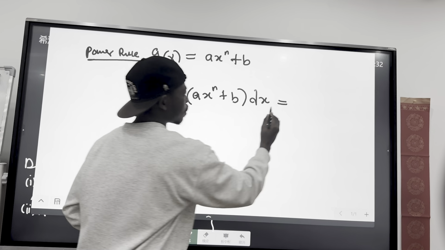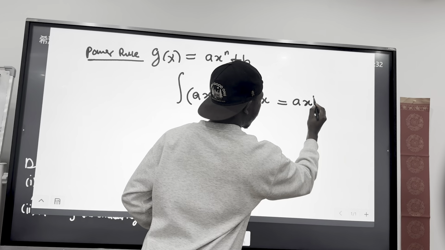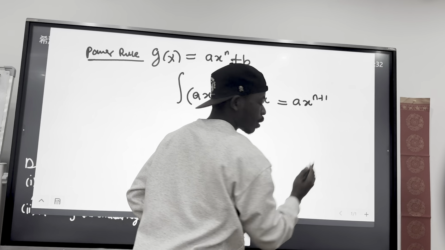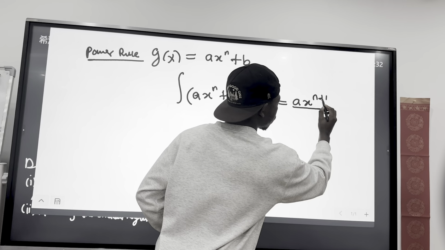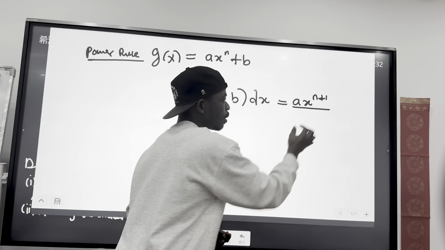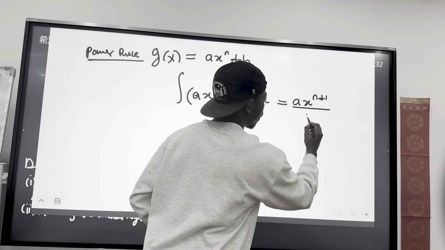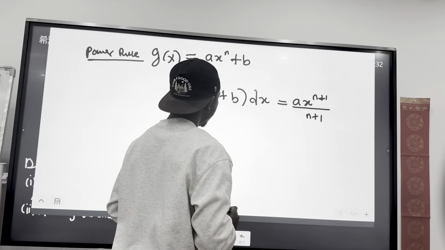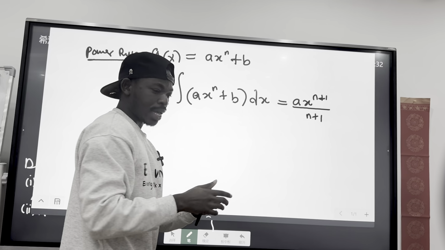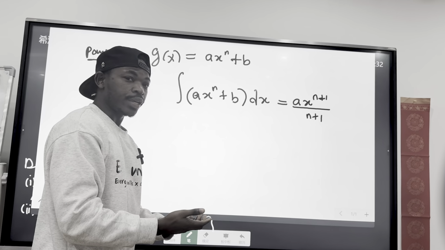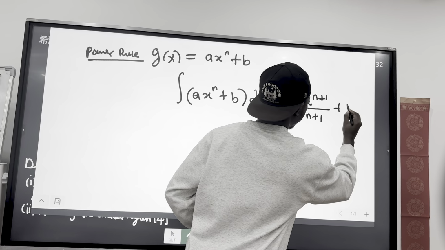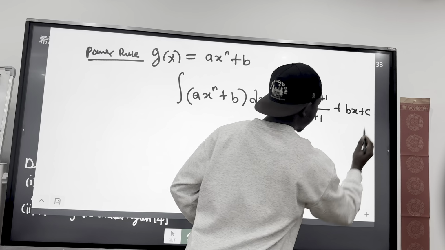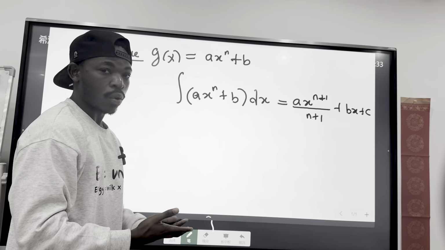So this one becomes ax^(n+1), so you increase the power by 1. Then you divide by the new power, meaning you divide by n plus 1. Then if you have a constant that has no x, you just give it an x. So this one becomes plus bx, then plus c. You should always add a constant.